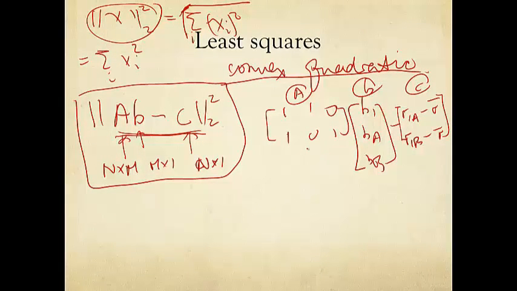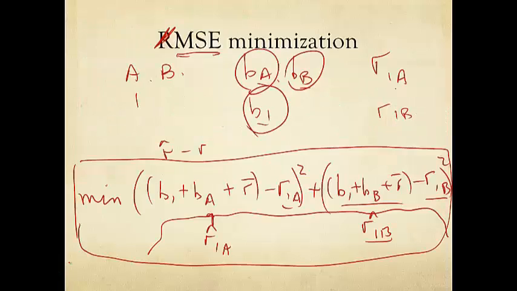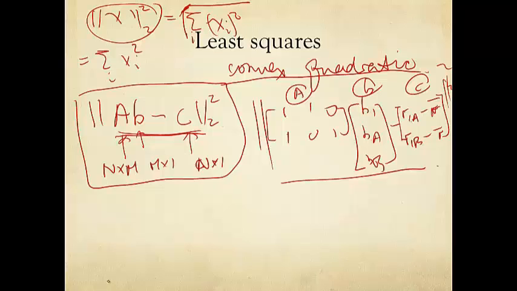You can easily check that minimizing this L2 norm squared is the same as minimizing this expression. For example, this is just saying b1 plus ba minus r1a plus r bar, and that's exactly this term, right? Then you can write out the other term, and just by the definition of the square of the L2 norm, you see we're recovering exactly the same objective function.